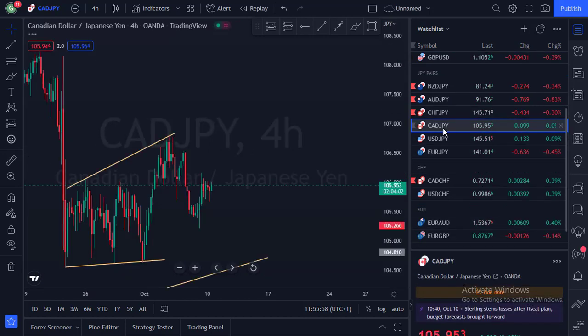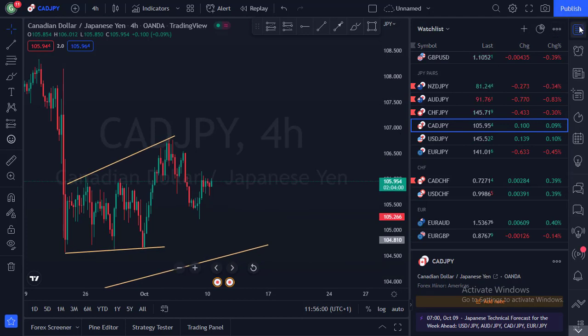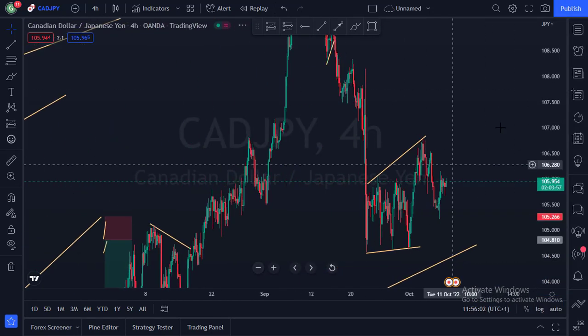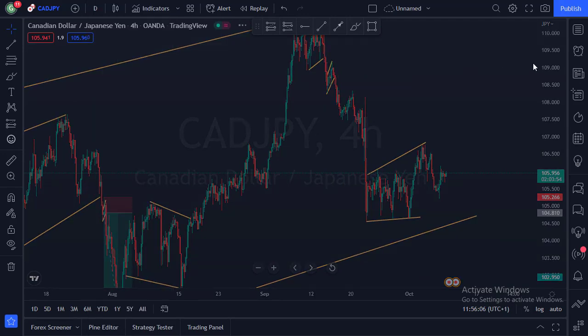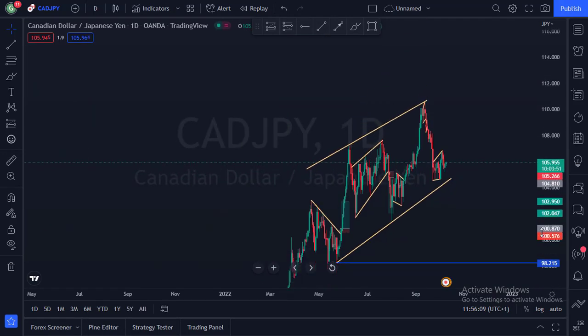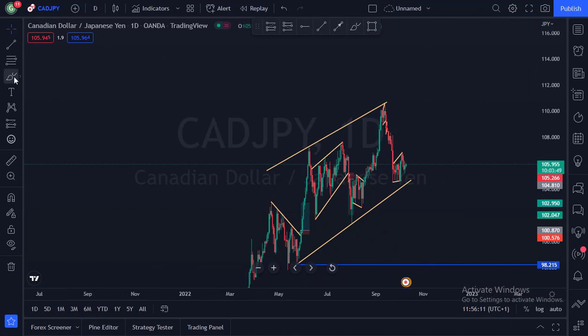All right, so CADCHF, I still believe this has the potential of going to the downside. If I show you this on the daily time frame, you would see why. Now on the daily time frame, we are coming from an impulsive move.